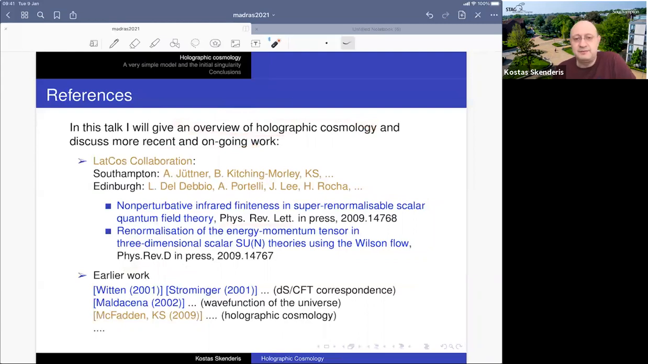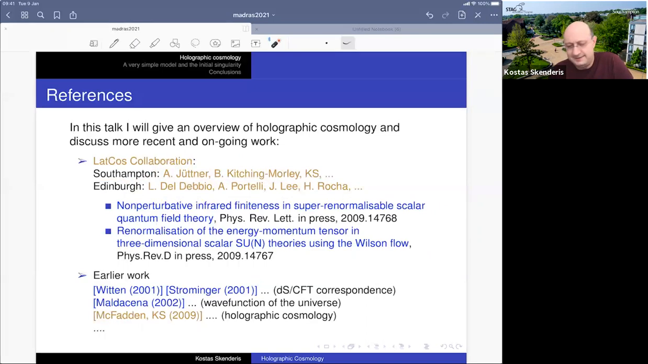This is done with lattice gauge theory people. We have a collaboration between Southampton and Edinburgh. This involves one of the senior lattice gauge theorists in Southampton, 2 senior members of the lattice group in Edinburgh, and 3 students, 1 in Southampton and 2 in Edinburgh. This is the last part, where you're using lattice gauge theory to understand the resolution of the initial singularity.